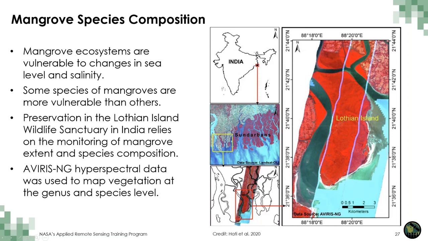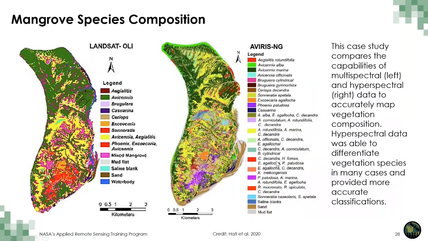Here's a study by Harry et al., a recent study up to 2020, that used ARSET data, airborne data, in the hopes of creating a species-level vegetation classification in the Lothian Island on the east coast of India. In addition to hyperspectral data, they also examined multispectral data to compare the capability of targeting a specific vegetation type classification. Data was analyzed from the Landsat OLI and Sentinel-2, as well as with Hyperion and the ARSET data.